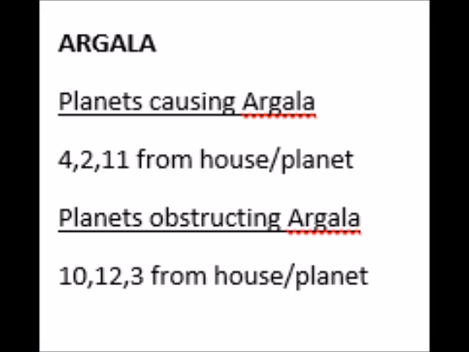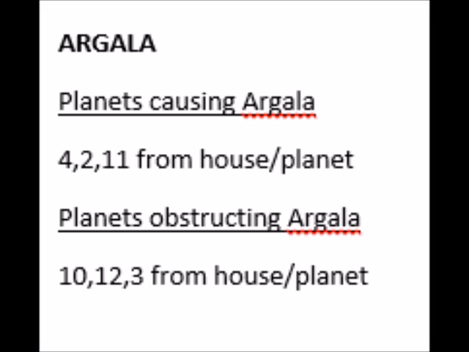So now let us discuss once again what we have just discussed: there are Argalas, and there are Shubha Argalas and Ashubha Argalas, meaning auspicious or inauspicious effects. And then there are counters or obstructors to that Argala. So the planet which is causing the Argala to the 4th will be countered or obstructed by the planet sitting in the 10th to that house. The planet which is causing Argala to the 2nd house will be countered or obstructed by the planet sitting in the 12th to that house.